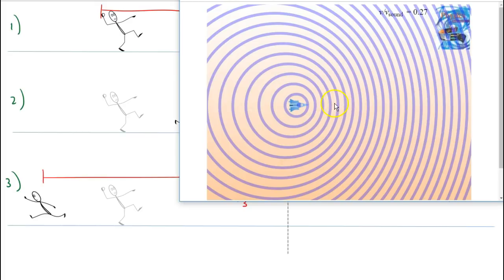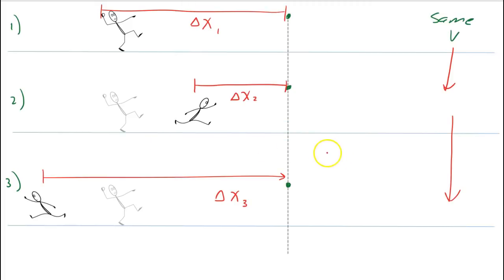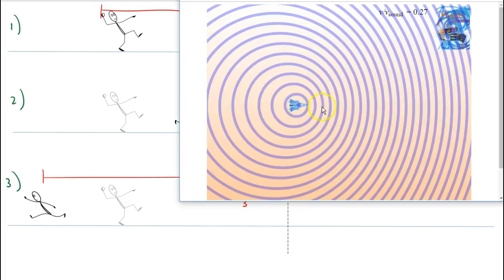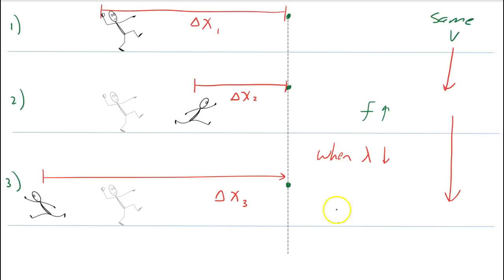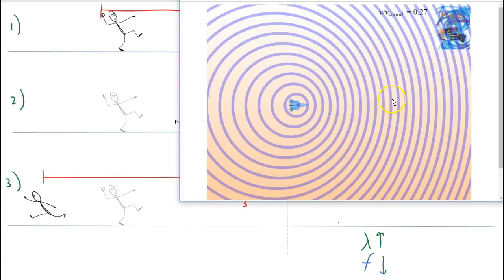So if I have a smaller wavelength, what is true about the frequency? Well, when lambda goes down, what did we say before? The frequency goes up. So here, when those wavelengths are bunched together, you hear a higher frequency. When you're over here, what's going on with those wavelengths? The wavelengths are getting bigger. If the wavelengths are getting bigger, the frequency gets smaller. So I have higher frequency sound on the right, in front of the object, lower frequency on the left.